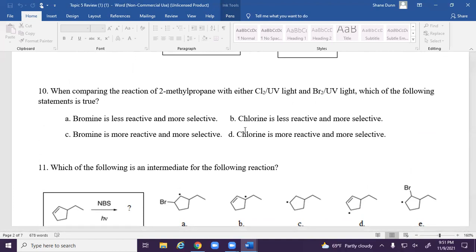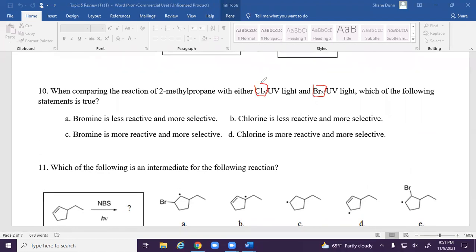When comparing the reaction of 2-methylpropane with either Cl2 and UV light or Br2 and UV light, which of the following statements is true? So which one is more selective, chlorine or bromine? Bromine. Why? That's just what he told us in class. Which one's bigger? Bromine. Bromine's bigger.